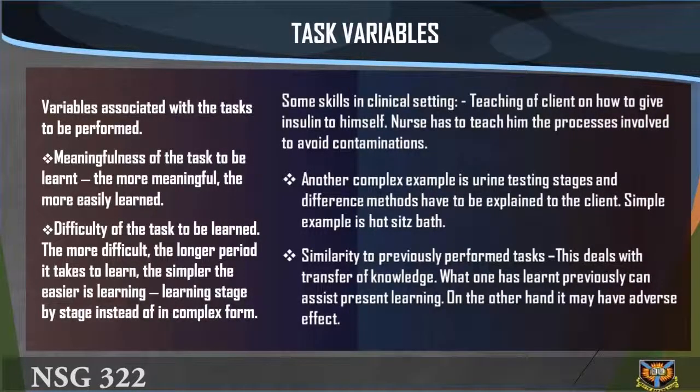Task variables. Variables associated with the tasks to be performed. Meaningfulness of the task to be learned: the more meaningful, the more easily learned. Difficulty of the task to be learned: the more difficult, the longer the period it takes to learn. The simpler, the easier is learning. Learning stage by stage instead of in complex form.